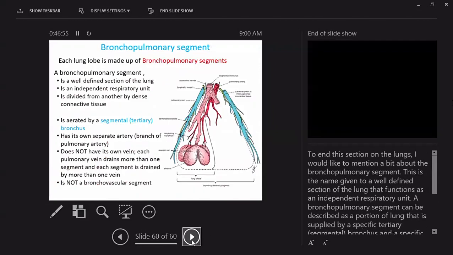These are bronchopulmonary segments which contain a segmental bronchus, a branch of the pulmonary artery, a bronchial artery, which is not shown in this picture, and that is it. The veins are not part of the bronchopulmonary segment. The veins go in the wall. That is the most important thing. So it's a well-defined section. It's an independent respiratory unit. It's divided from other segments by dense connective tissue, aerated by a segmental bronchus. So this slide, please remember this and make sure you can draw this picture.